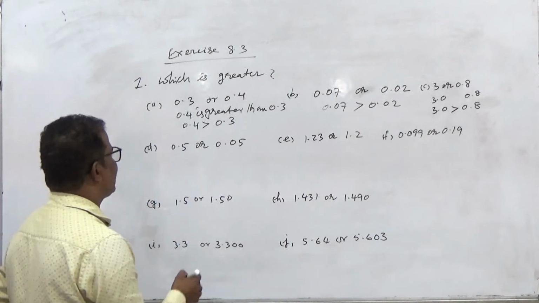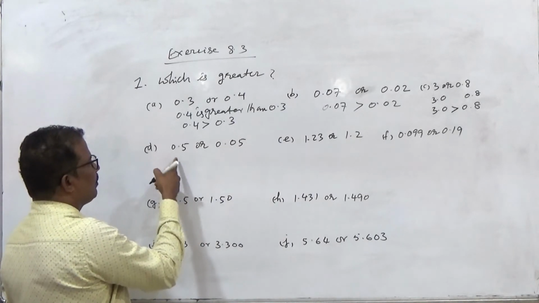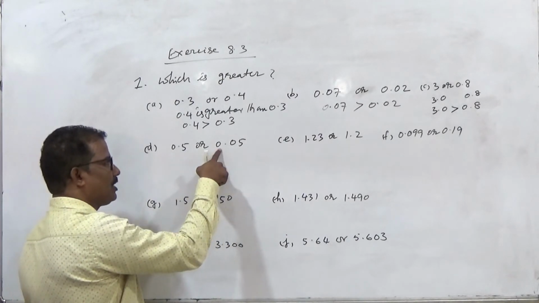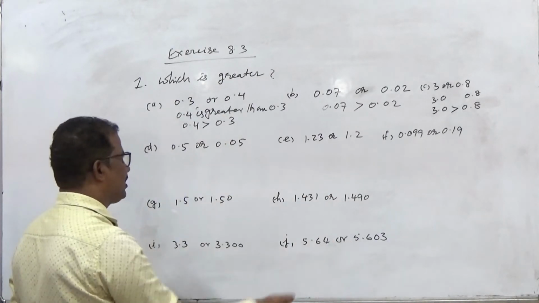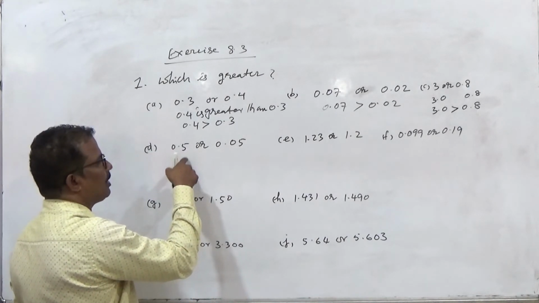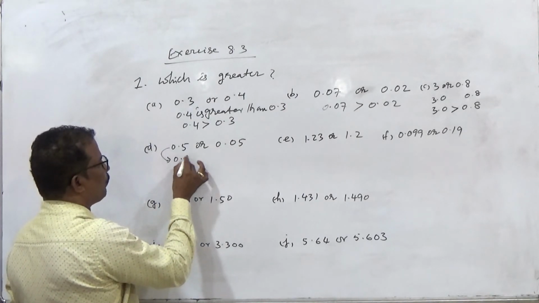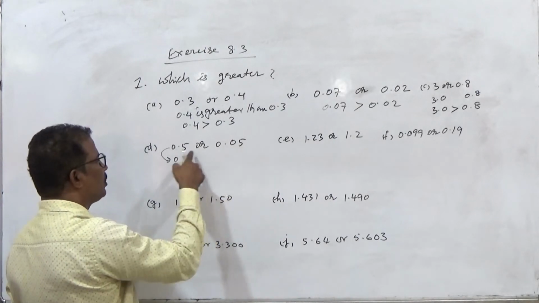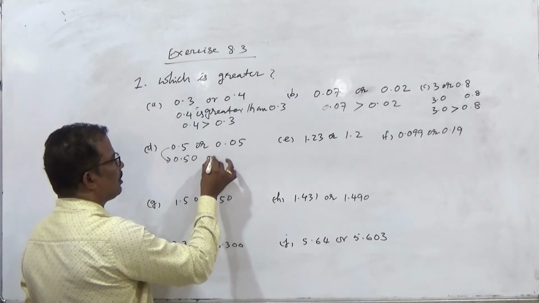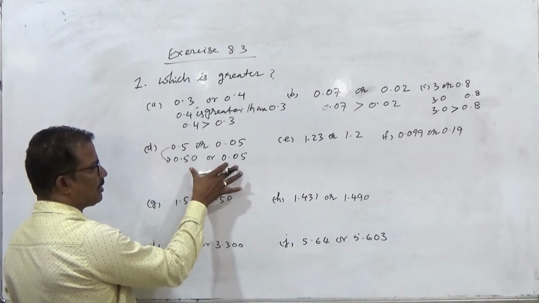So in the next question you can see 0.5 or 0.05. See in this question 0.5, in the whole part 0 is there in the ones place, here also 0 is there in the ones place. Now we have to compare the next places, that is the decimal places. First we have to convert these numbers into like decimals. How? Here 2 places are there maximum, so here only 1 place is there. For the next place we can put 0, and we can say it is 0.50 and 0.05. Now you can compare these decimal numbers.